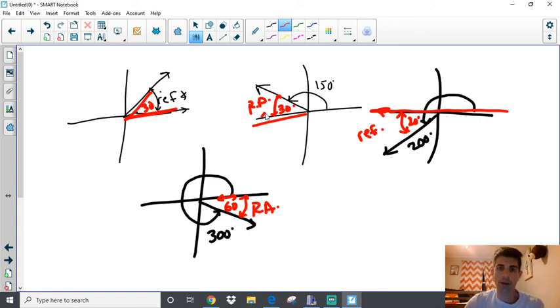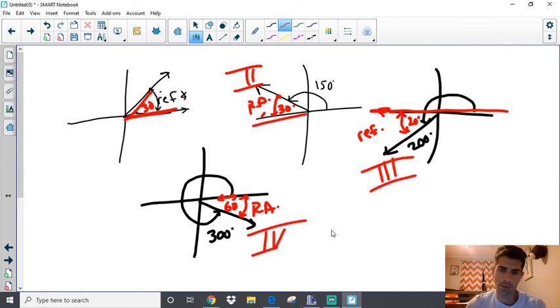This is where your reference angle would be in each one of the quadrants. So there's your third quadrant, that's where it would be. There's your third, and then here's your fourth quadrant, and the first.